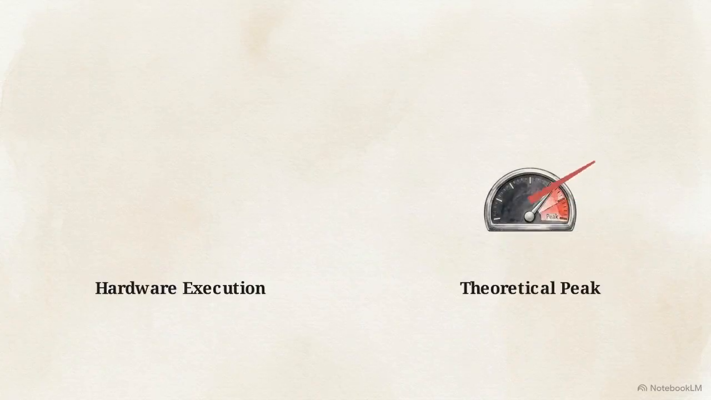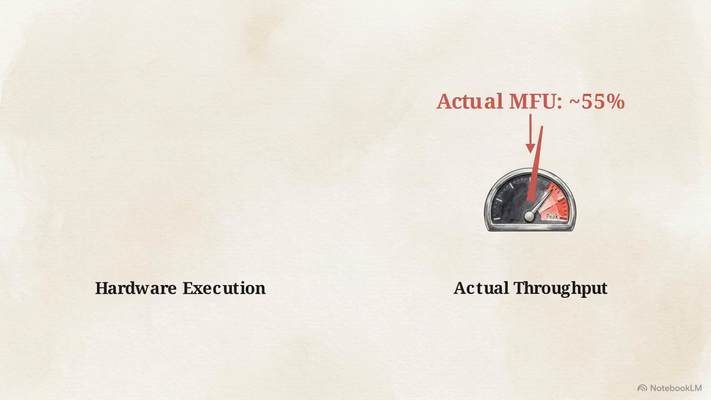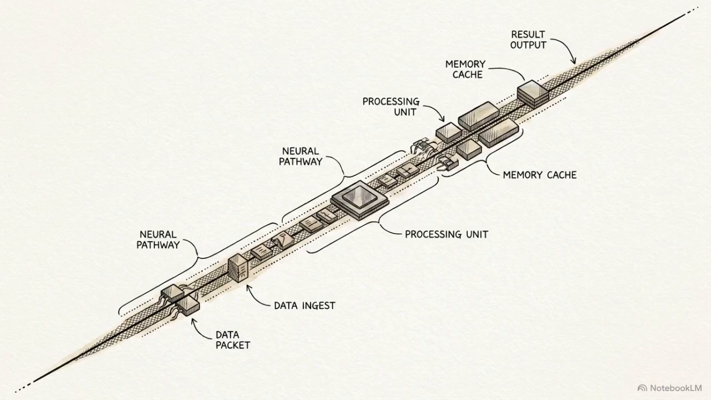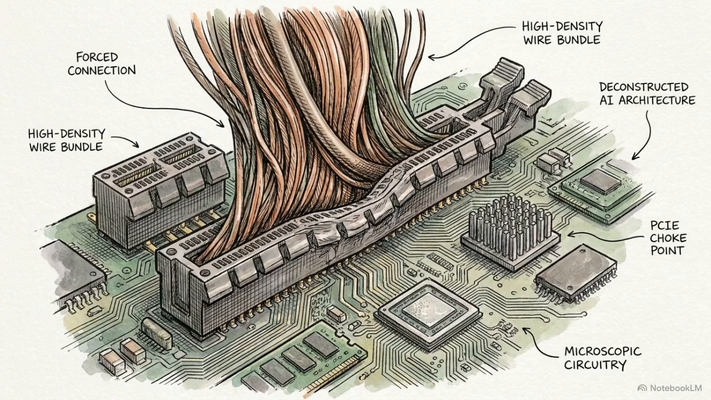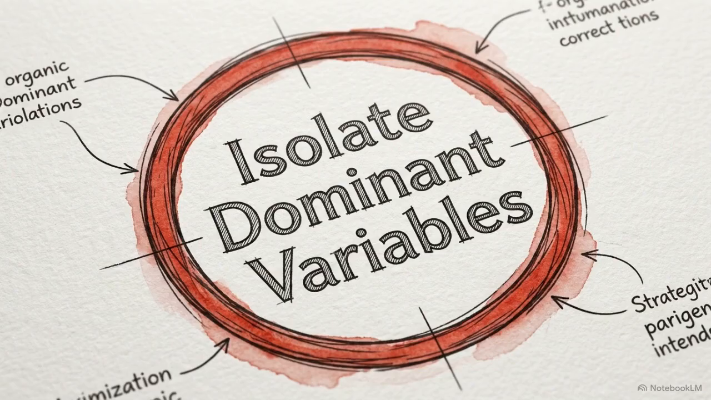State-of-the-art clusters rarely achieve over 45 to 60% model flops utilization, or MFU. The demand for calculations scales in a perfect straight line, yet the hardware's ability to execute those calculations drops by nearly half the moment the system runs. Resolving this discrepancy requires applying a strict first-order approximation.